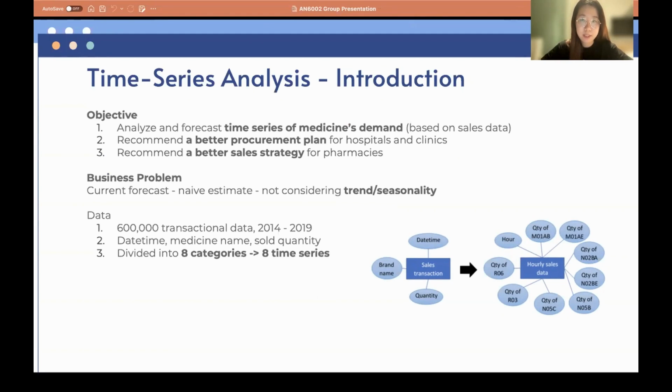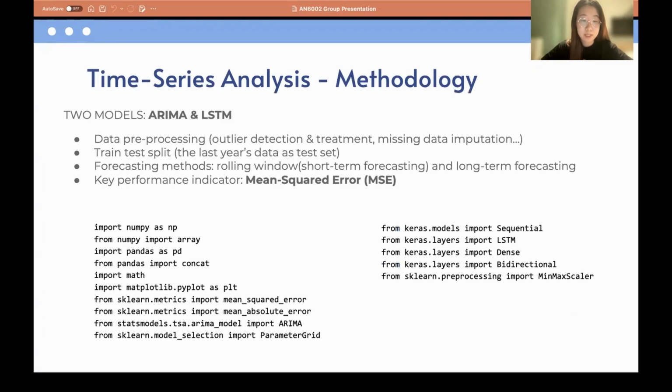We want to see whether our time series model would outperform the naive method, since our model would consider both trend and seasonality. Our initial dataset consisted of 600,000 transactional records collected from 2014 to 2019, including date, time, medicine name, and sold quantity. After doing some research, these medicines are categorized into 8 categories, so we have 8 time series. The pre-processing of data includes outlier detection and treatment and missing data imputation.